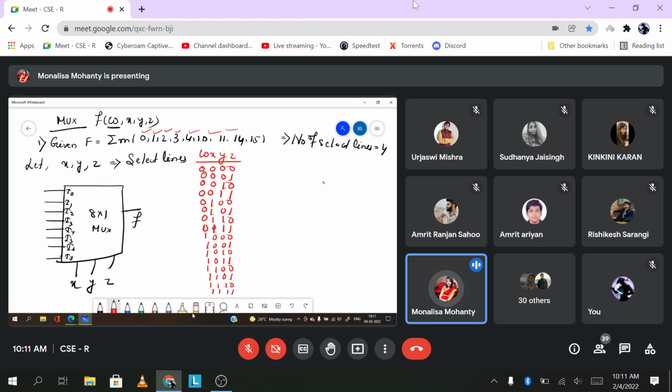Then what will be the value of your F? F is 1 for 0, 1, 2, 3, and 4. Then 10, then 11, 14, and 15. The outputs are 1. For all other values it will be 0.